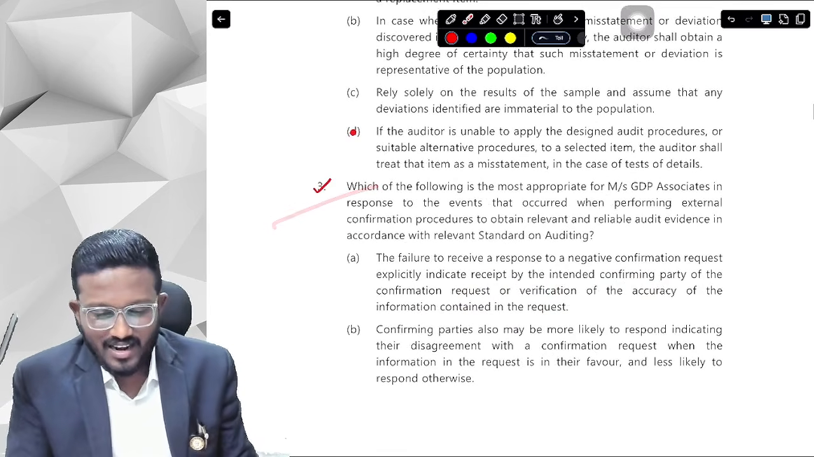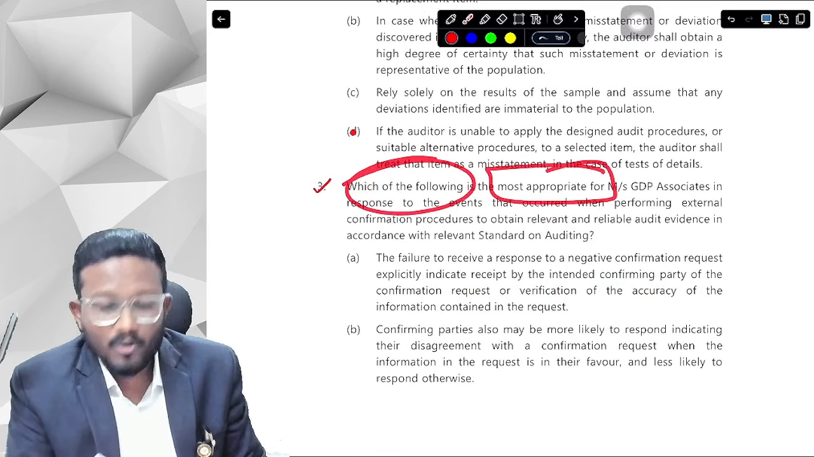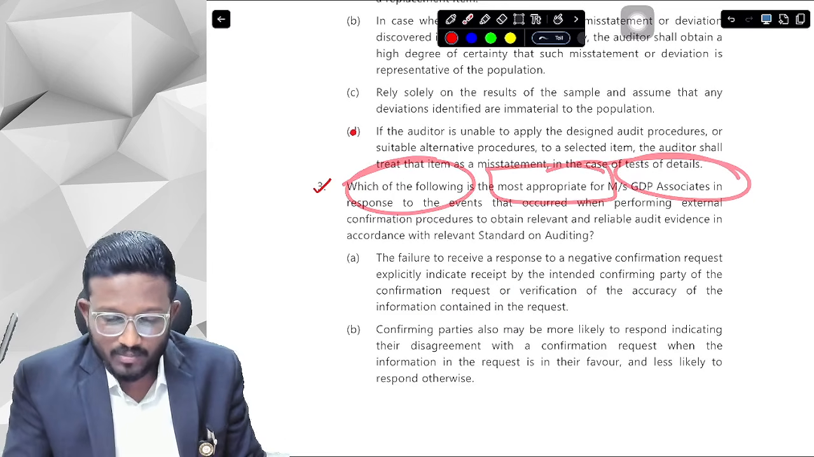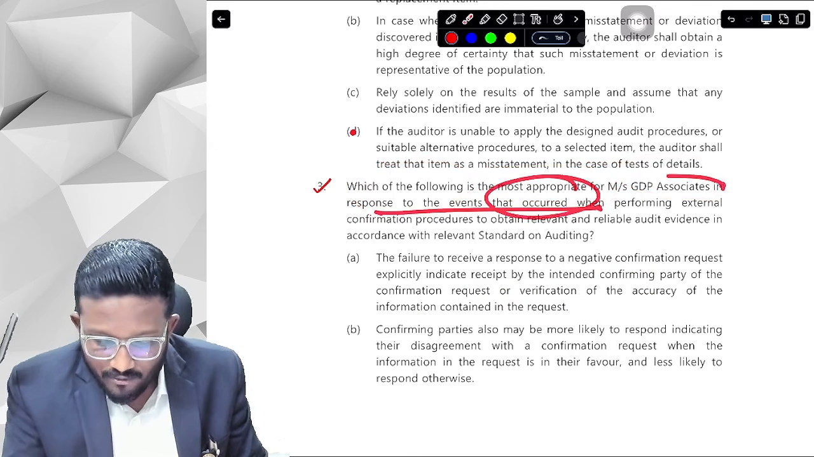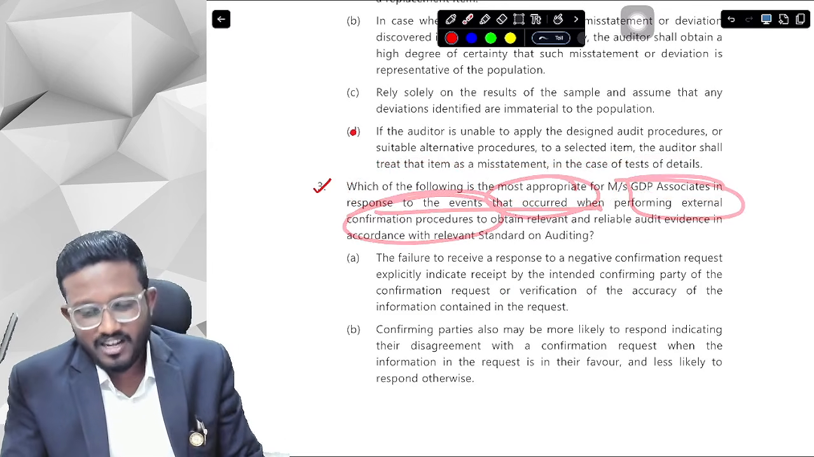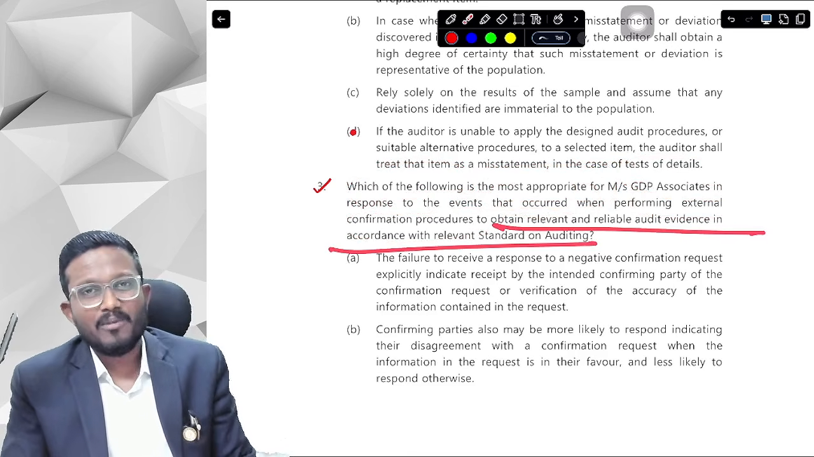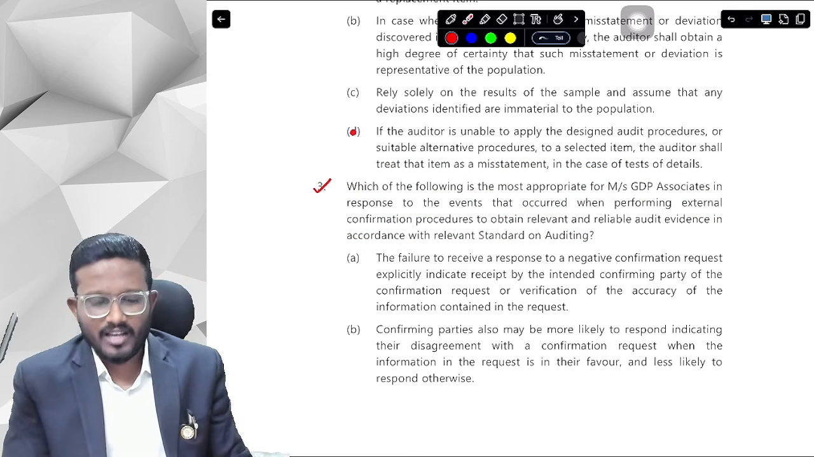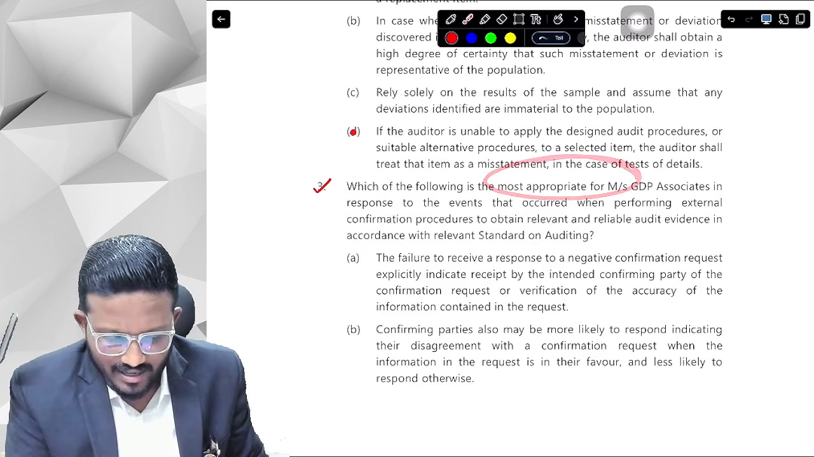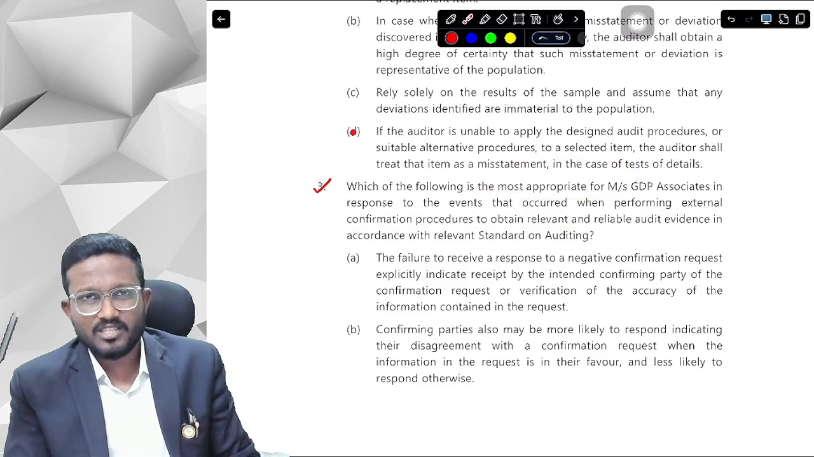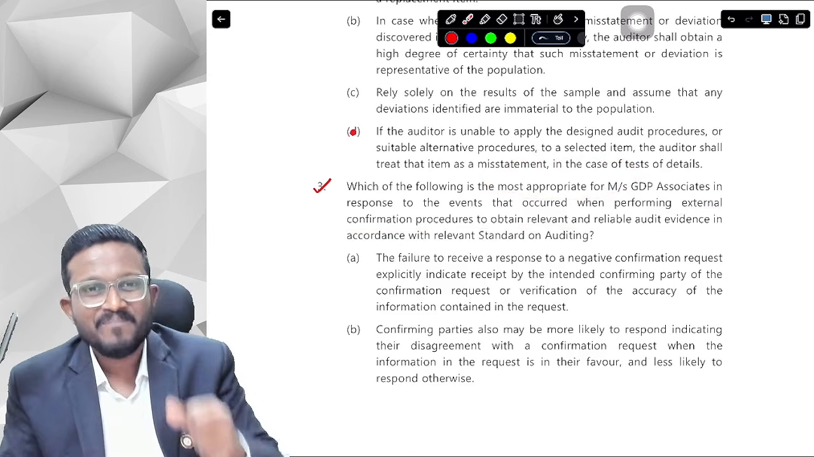What is it saying, sir? It is saying which of the following is the most appropriate for this particular firm to respond to events that occur when performing external confirmation procedures, so that we can obtain relevant and reliable audit evidence. Let's see from the question what they are trying to say. Here we got to know that this is about external confirmation procedures, and we have to select the most appropriate option. Okay, yes sir.